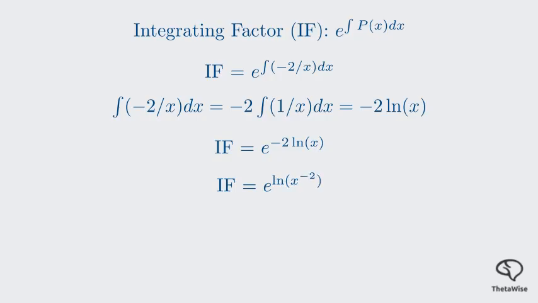There's another key property. The exponential function and the natural logarithm are inverse functions. This means e to the power of ln something is just the something. So our integrating factor simplifies to x to the power of negative 2, which is 1 over x squared. And just like that, we have found our integrating factor.